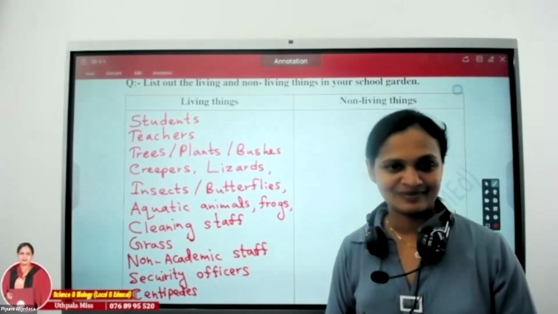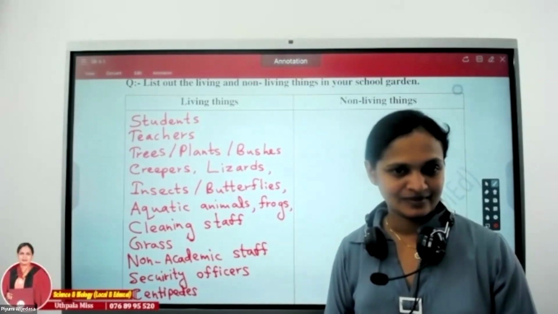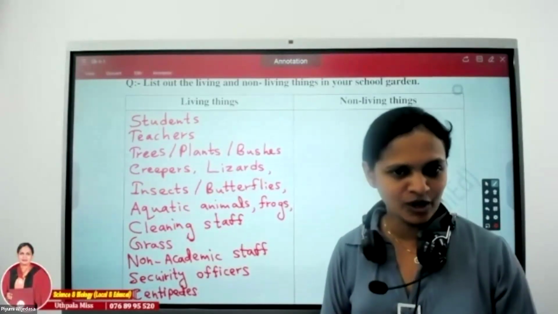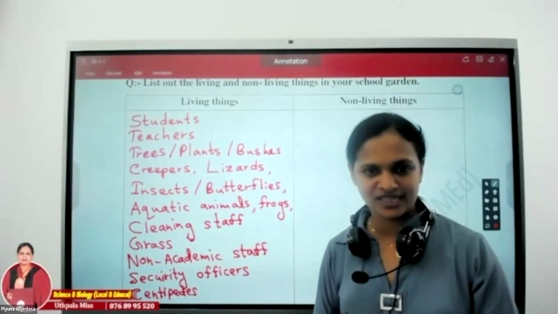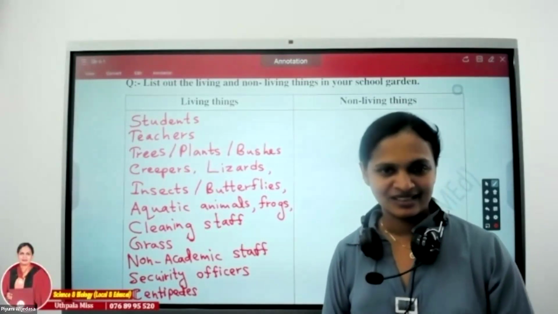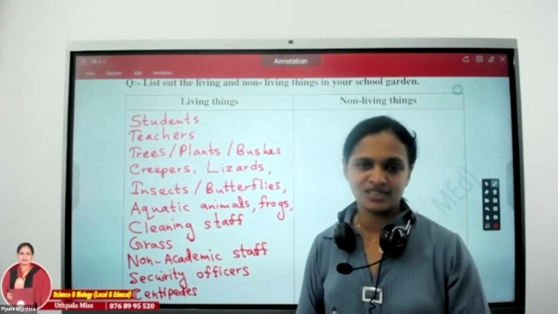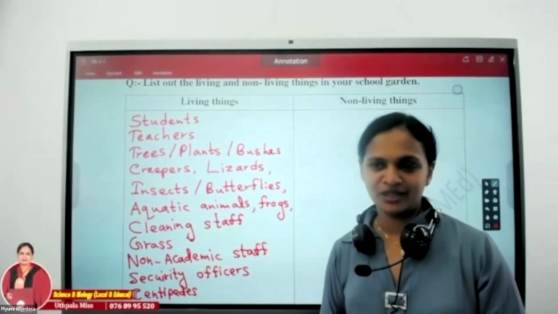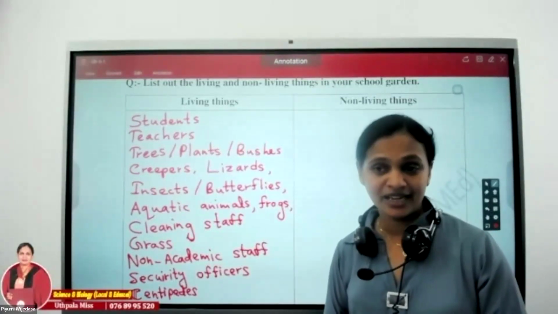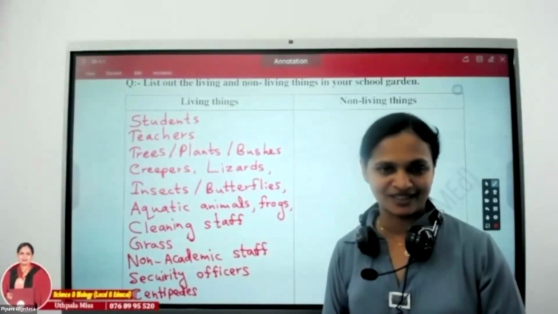Teacher, what is the meaning of mollusks? Mollusks, M-O-L-L-U-S-K-S. It is a group of invertebrates. We say that snails belong to the group called mollusks.